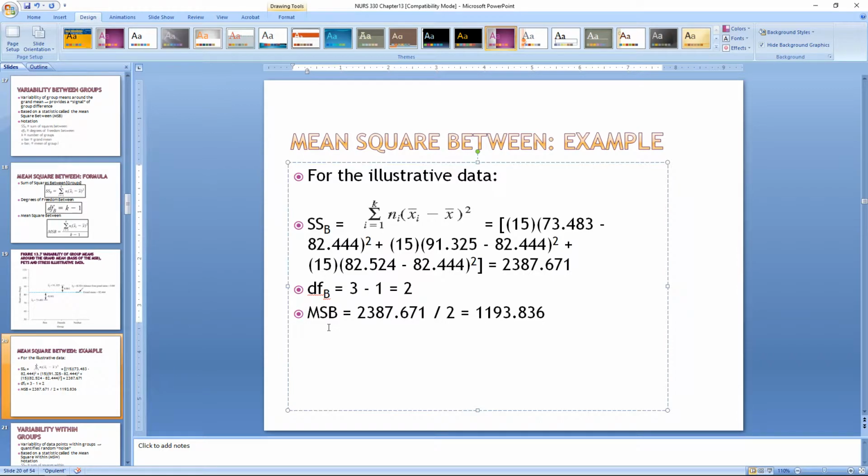So now to get our mean squared between, our MSB, we take our 2,387.671 divided by 2, and we get 1,193.836. And that is how you calculate the mean squared between.